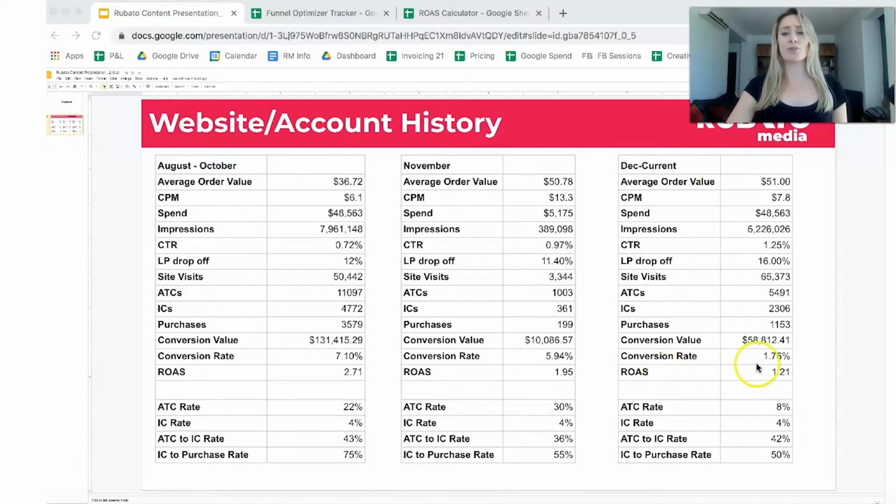And we can see that actually the ROAS has dropped pretty significantly down to 1.21, which is not good, not in the right direction, not profitable. And so she really needs to take action. And so the first thing that we wanted to do is try to understand what is the overall story here. And that's what I want you to hear today.